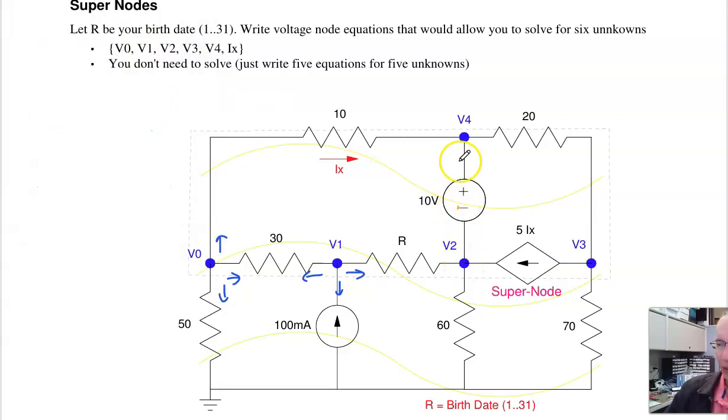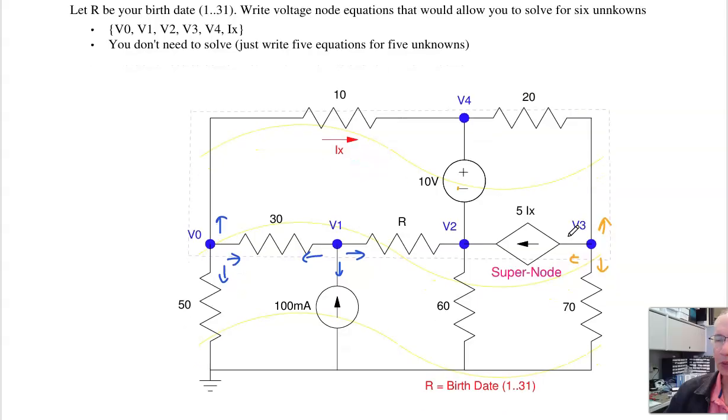Can't do V2 because I don't know this voltage or that current. Can't do V4, I don't know this current. Can do V3: current left, down, up equals 0. Current left is 5Ix. Current down is V3 over 70. Current up is (V3 minus V4) over 20. I am short one equation.